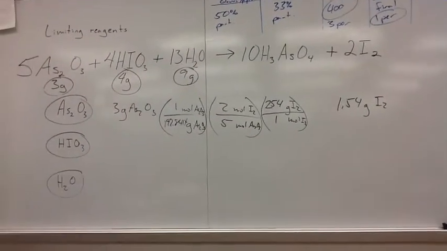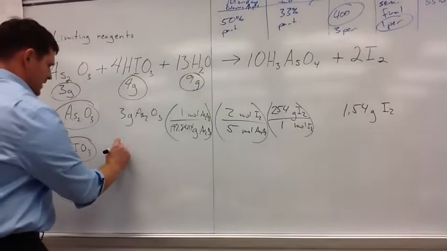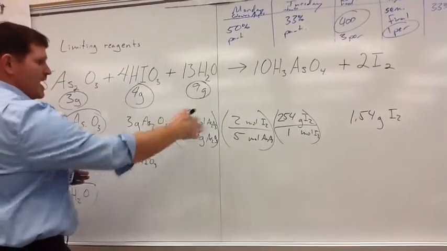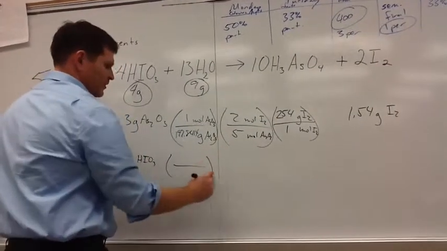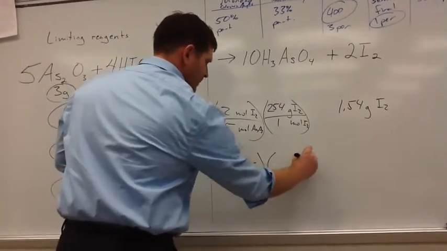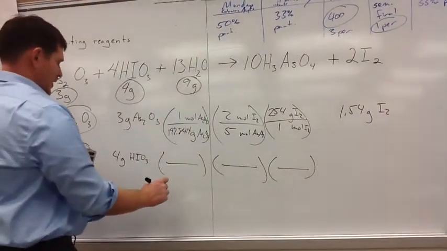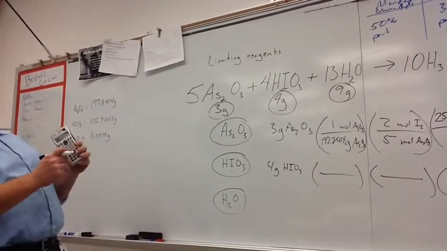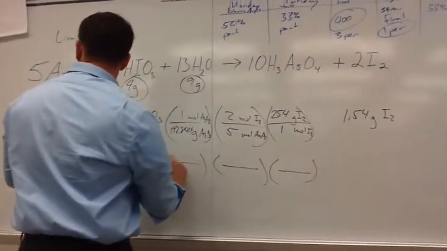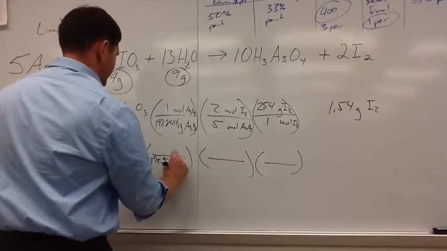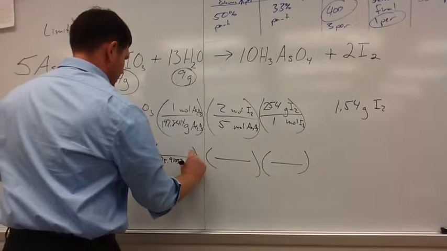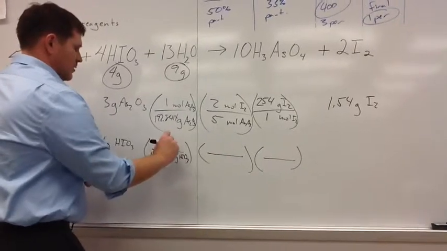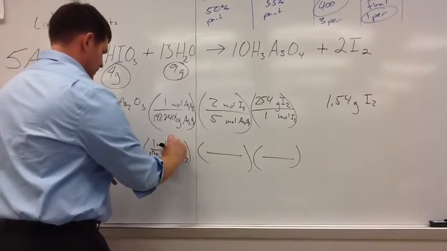This next one, HIO3. I have 4 grams of that. I want to set up the same situation here. Okay, so we're going to try to move a little bit quicker. I've also got HIO3, its mass done. It's 175.91032. And notice I am taking the time to show my units in here. And that is in 1 mole of HIO3.